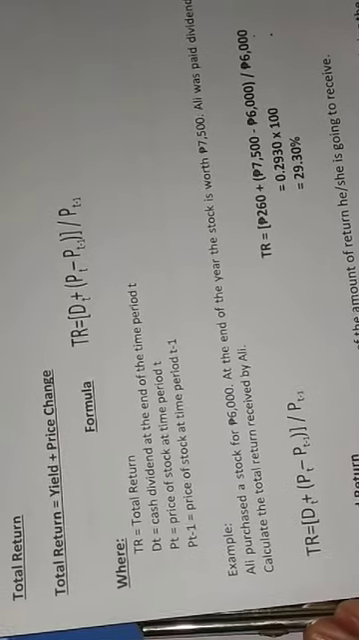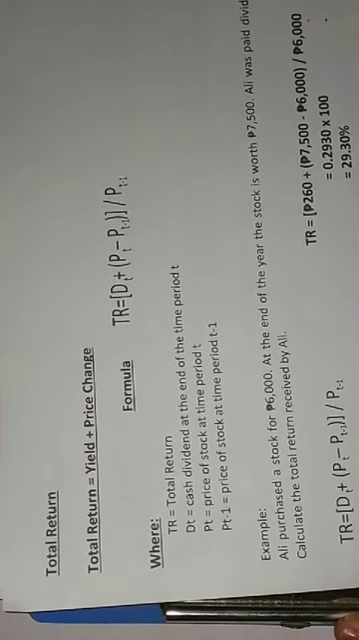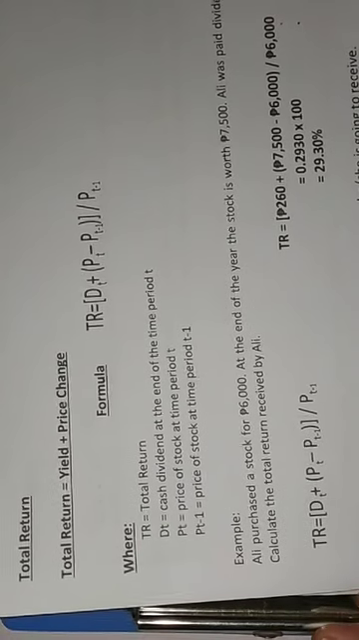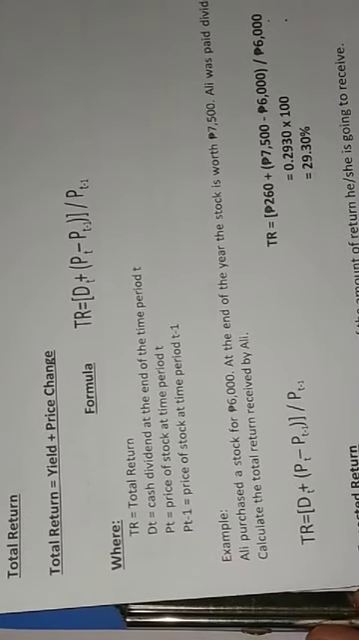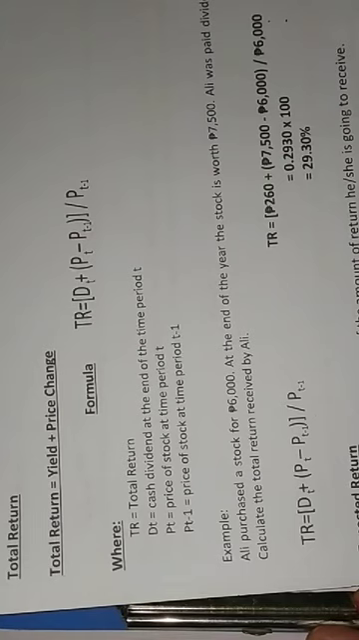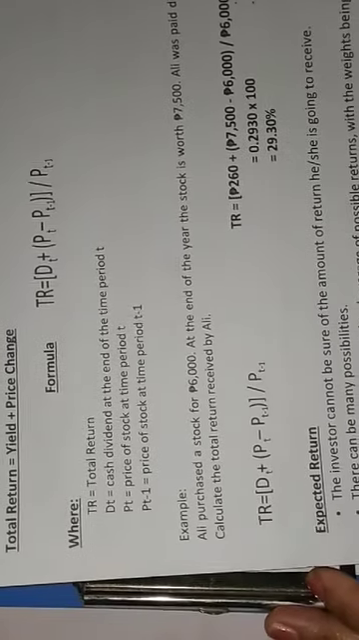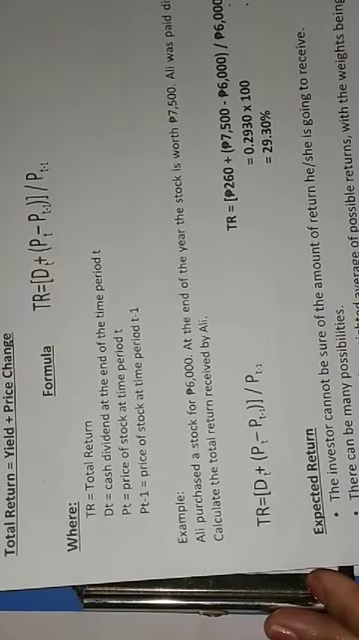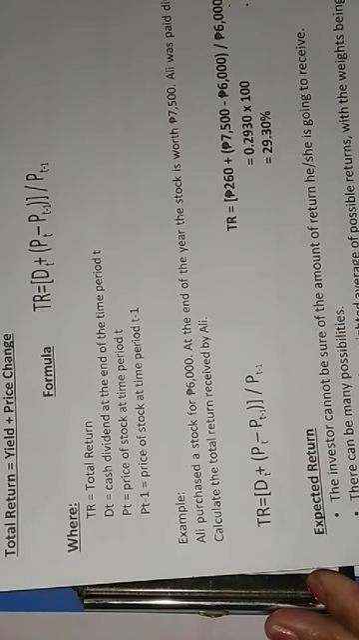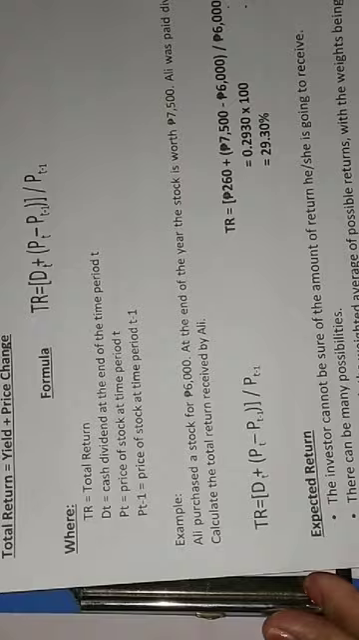Okay, let's proceed to the total return. Total return is equal to yield plus price change. So the formula is TR, the total return, is equal to Dt plus Pt minus Pt-1, divided by Pt-1. Dt is the cash dividend at the end of time period t. Pt is the price of stock at time period t. Pt-1 is equal to the price of stock at time period t-1.